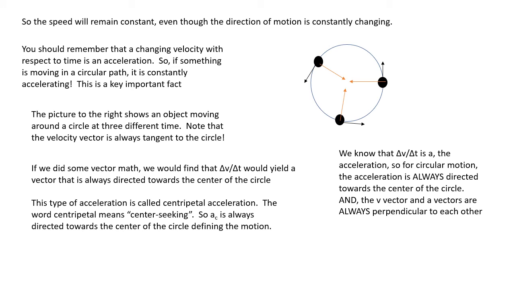This type of acceleration is given a special name. It's called centripetal acceleration. The word centripetal means center seeking. So the centripetal acceleration is always directed towards the center of the circle, defining the motion. We also have a mathematical equation for a sub c. A sub c would be v squared over r.